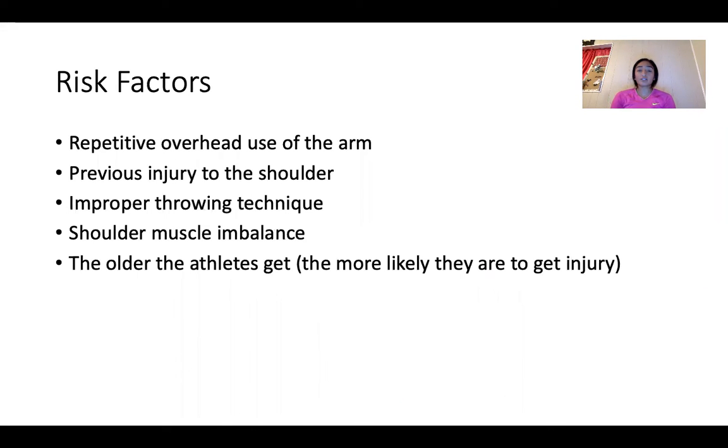Some risk factors would include repetitive overhead use of the arm, previous injury, improper throwing techniques, and shoulder muscle imbalances. The older the athletes get, the more likely they are to get the injury as well.